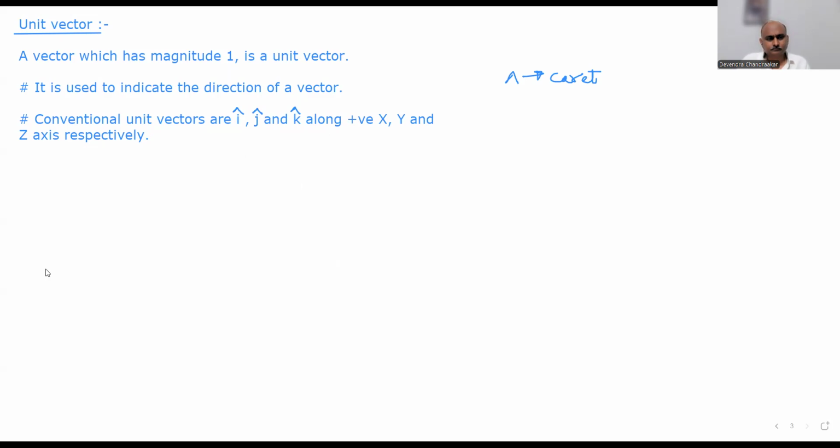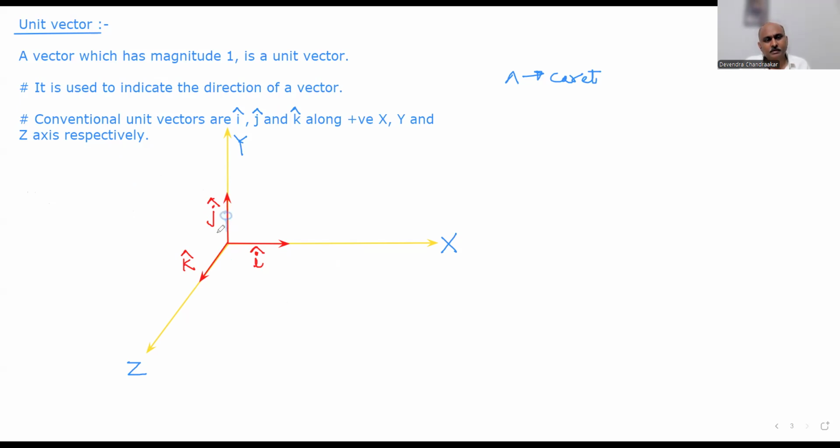Right? So I'll just show you how we use it. Suppose I have these axes; I'll draw all of them. This is the x axis, this is the y axis, and this is the z axis. A unit vector along the x axis is i cap. This is i cap, and the magnitude of this vector is 1. A unit vector along the y axis is j cap, and a unit vector along the z axis is k cap. So this is i, j, and k. Now, how do we use it to indicate the direction? Let's see. Just pay attention, all of you.